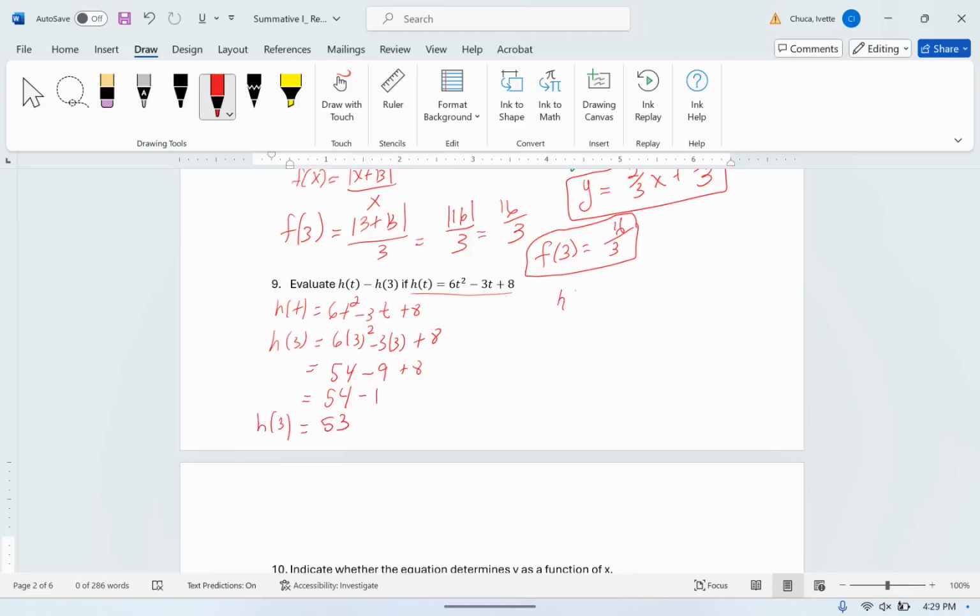So now notice that the actual question was h of t minus h of 3. So here h of t is the original function, which we wrote here. So I'm going to write that down, 6t squared minus 3t plus 8. Then I have a minus, and then h of 3, we got 53. So my answer, we simplify, we get 6t squared minus 3t, and then 8 minus 53 is negative 45. And so h of t minus h of 3 is going to be this.